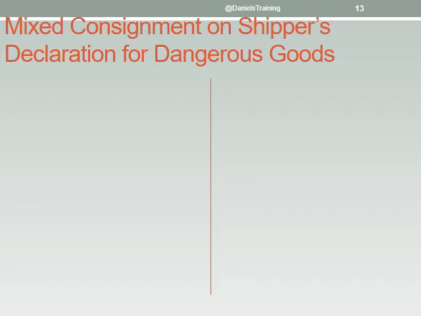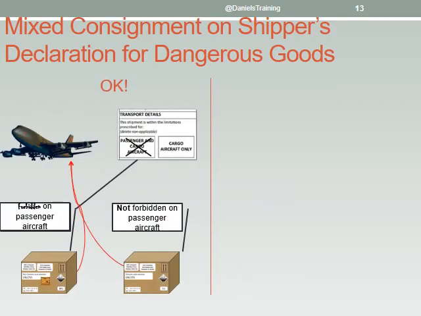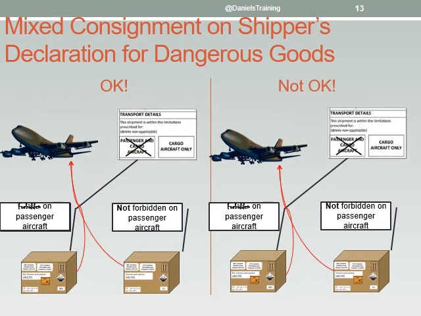Another way to look at that. Here on the left, we see a situation where a consignment has a dangerous good that is forbidden on passenger aircraft, and it has a dangerous good that is not forbidden on passenger aircraft. That consignment must be marked as cargo aircraft only on the shipper's declaration for dangerous goods. However, the dangerous good package that is not forbidden on passenger aircraft must not display the cargo aircraft only label. This is a mistake some people make.